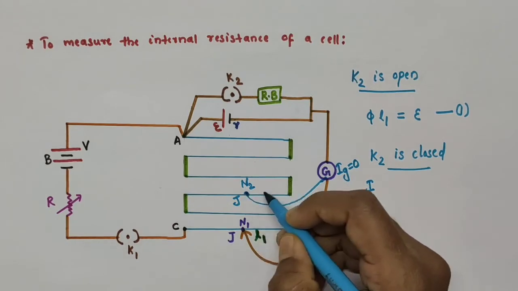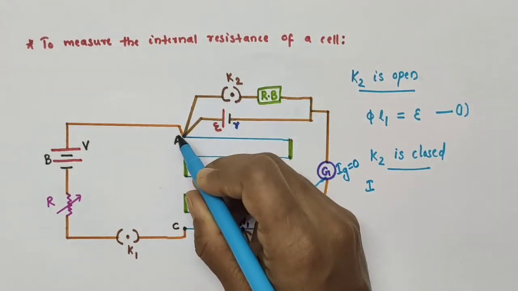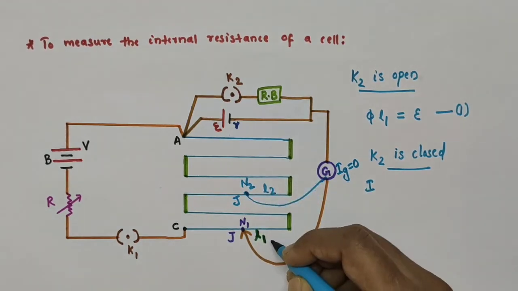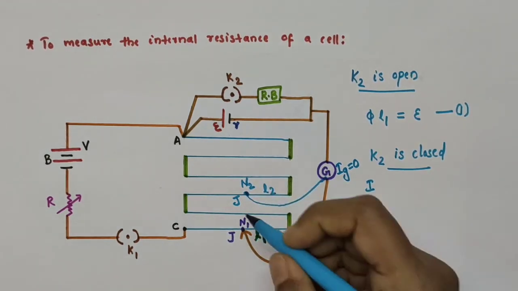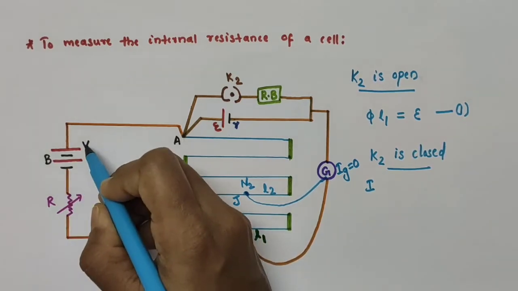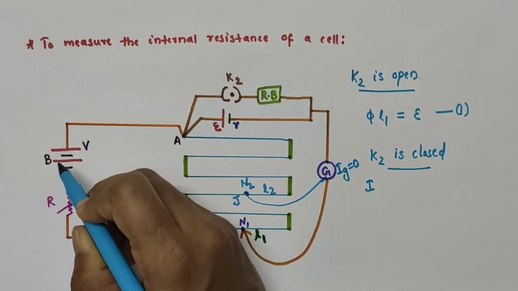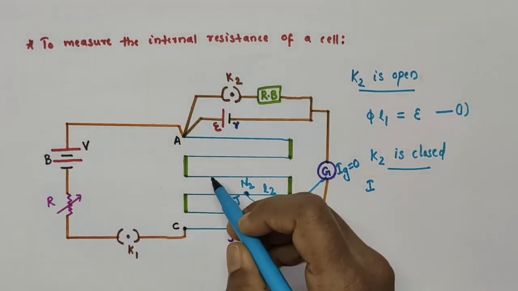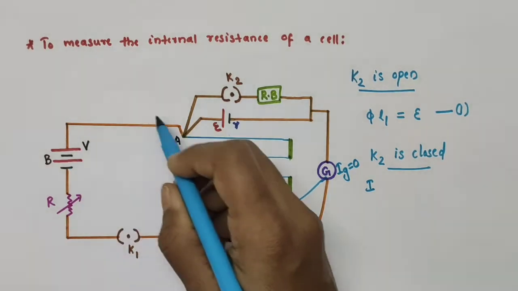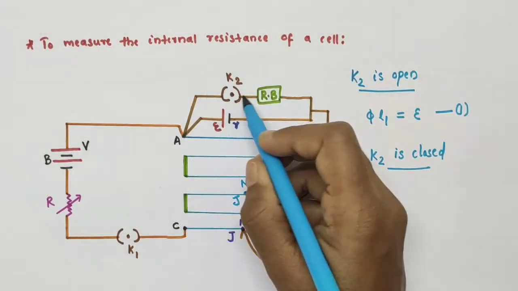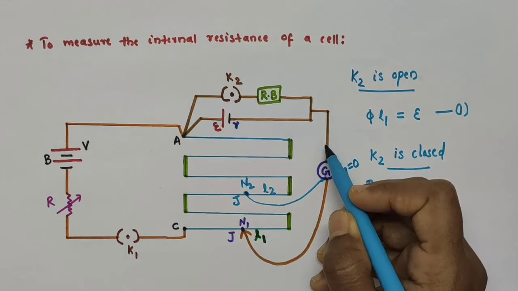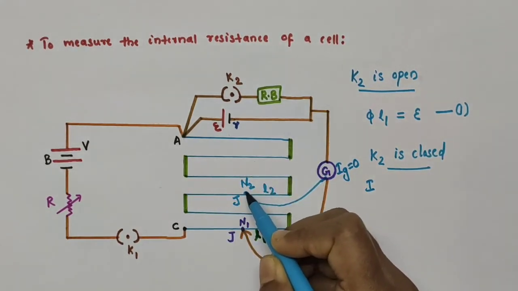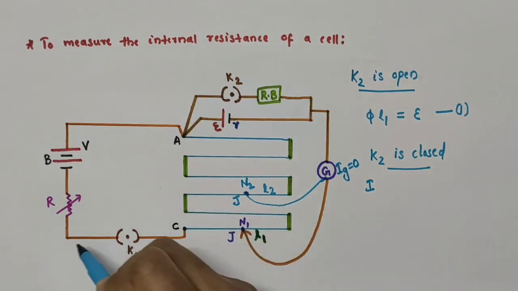And let the corresponding length, that is, the length of the potentiometer wire from this point A to this point N2, be L2. Then again we are applying Kirchhoff's loop rule here. V is the terminal potential difference of the cell. In which loop? I am considering this loop: B, A, then K2, then G, then N2, and then back to this point B.